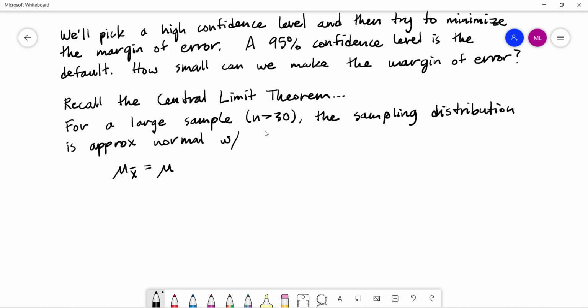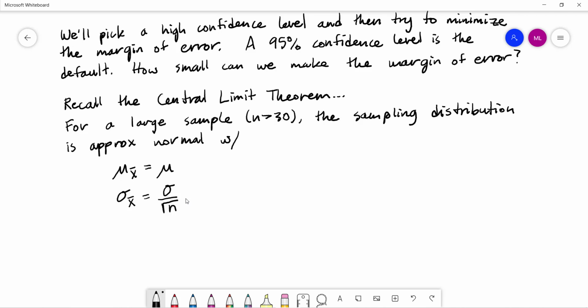And also, the standard deviation of our sampling distribution is equal to the standard deviation of the population divided by the square root of n. So this is what the central limit theorem tells us. It tells us that when we take our sampling distribution, it's going to be approximately normal with these two statistics. We know what the mean of it is. We know what the standard deviation of it is.